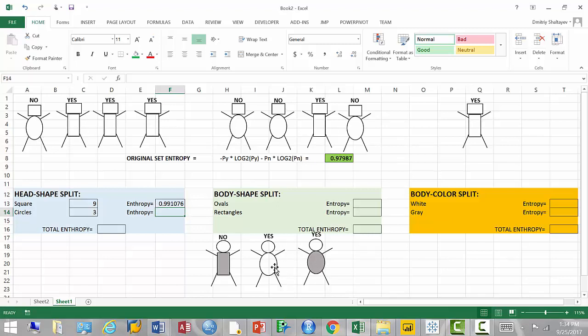Okay, so circles now. Circles have to be better, because, look at that. Out of 3 people, there is only 1 no, and there are 2 yeses. So it's a better split in a sense. Okay, so let's calculate the entropy. I'm going to do the same thing. Minus. Here, let's start with no's. 1/3, 1 case out of 3 cases said no. Times log of 1/3 base 2. And plus, yeses are 2 out of 3, 2 out of 3 times log 2 out of 3 base 2.